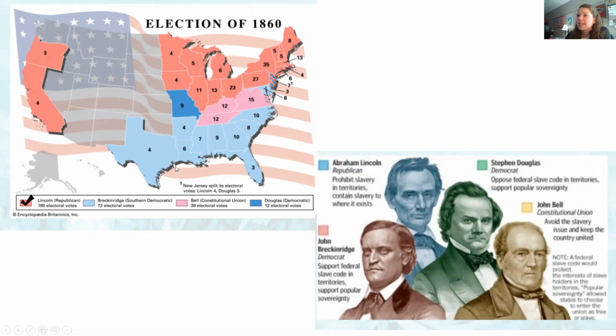All of these light blue states voted for Breckinridge. So he ended up with 72 electoral votes. At the time, you only needed 152 electoral votes to win. Today, of course, it's 270. And all of these red states voted for Abraham Lincoln.